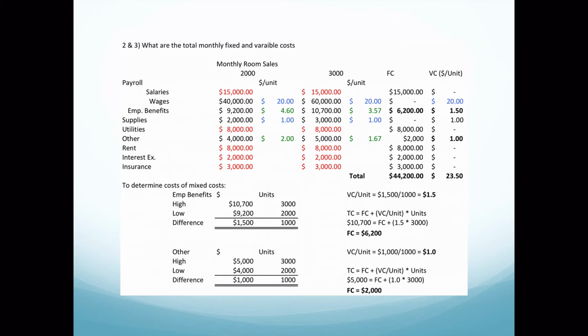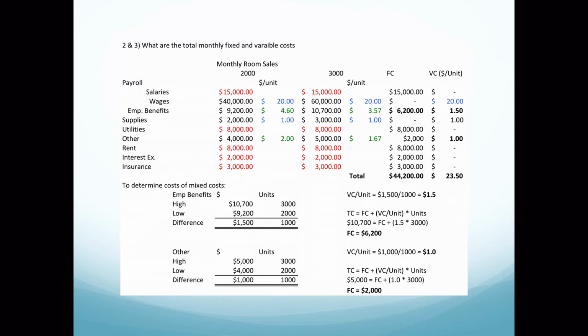We take the high of $10,700 and the low of $9,200. We find a difference of $1,500, and then we take our units of 3,000 minus 2,000, and we get 1,000 units. When we do our dollars per unit, we get $1.50 per unit. So we plug that $1.50 in under our variable cost column, which is right under the $20 that's in blue. If you see, I have it bolded.